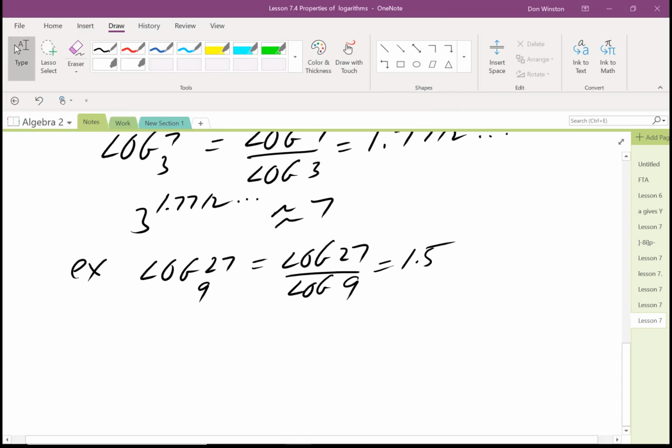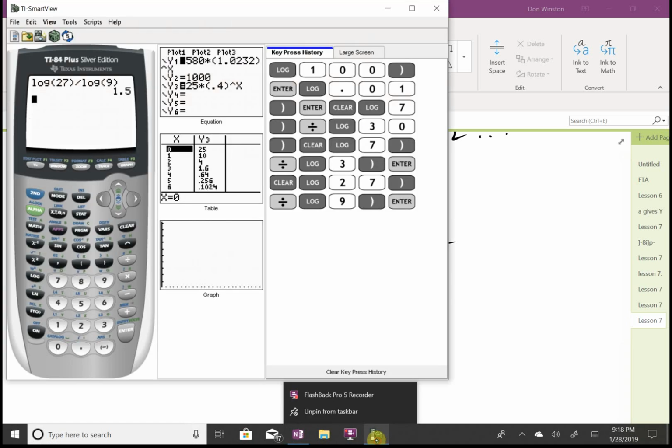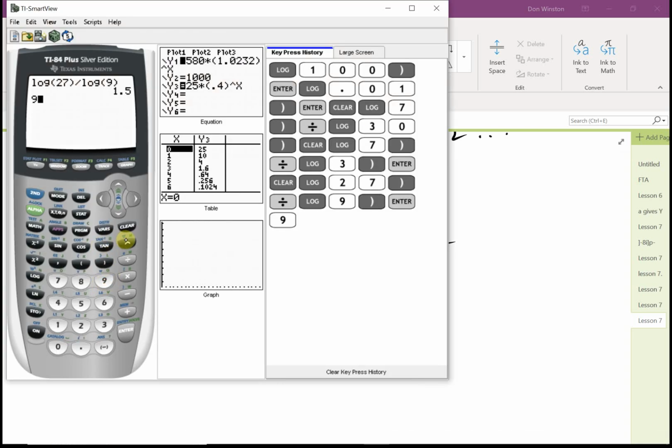So that would be 1.5. So 9 raised to 1.5 will equal 27. Let's just verify that. 9 raised to the 1.5 is 27. All right. So there.